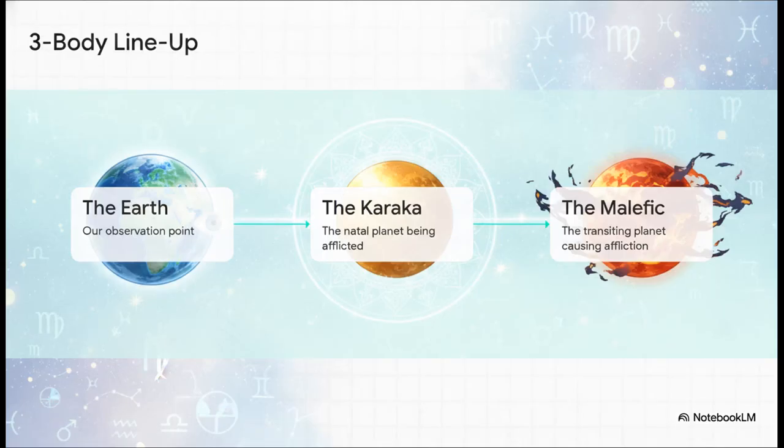When we use both dimensions together, we can spot the absolute strongest possible affliction in astrology, the three-body lineup. This is when three bodies perfectly align in 2D space. Step 1, you have the Earth. Step 2, the Karaka, which is the natal planet being afflicted. And step 3, the transiting malefic planet that's actually causing the affliction.